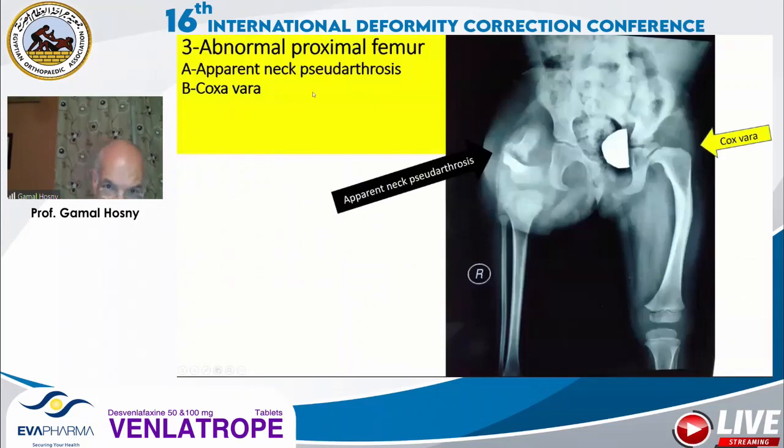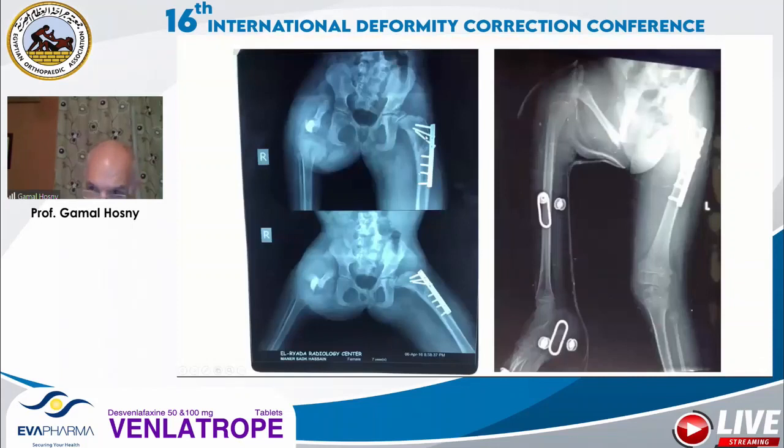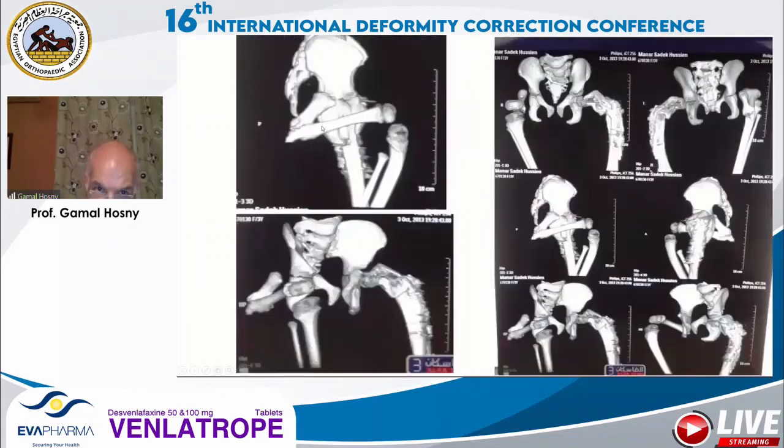This is an example of the apparent neck pseudoarthrosis. You see we have a pseudoarthrosis, apparent neck pseudoarthrosis, and coxa vara on the other side. And that had been treated on the other side by valgus osteotomy. We don't know why. And with follow-up, you see the femur. The angle is about 130 degrees. With 3D, you see the shape of the femur with severe angulation.